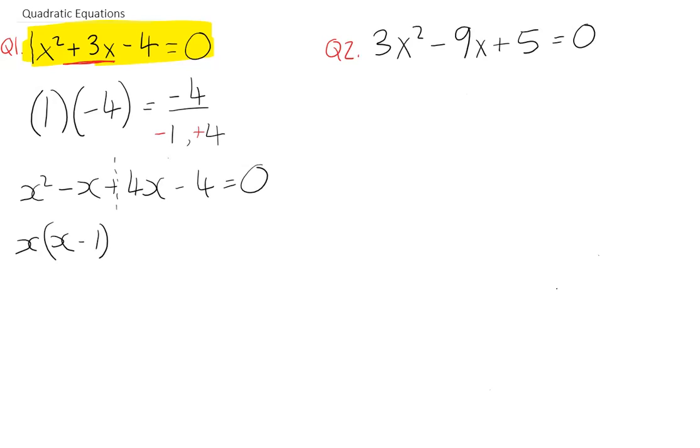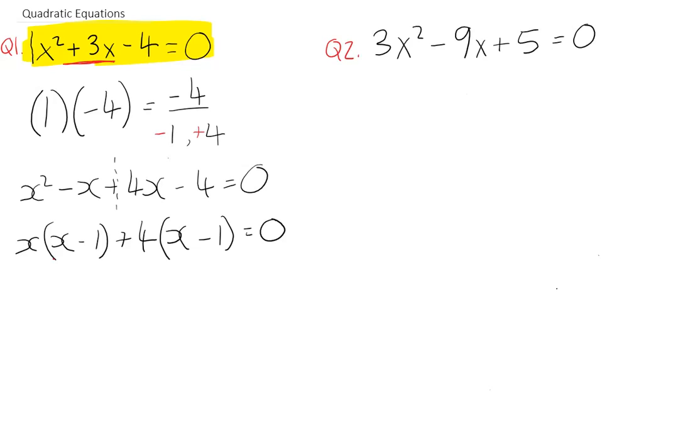I do the exact same thing for my second 2 terms. Look at my 4x and minus 4, what's in common? That is a 4, so plus 4. 4 times what gives me 4x, so what gives me my first term? It's an x, so 4 times x gives me 4x. And 4 times minus 1 will give me minus 4. So that will equal to 0.